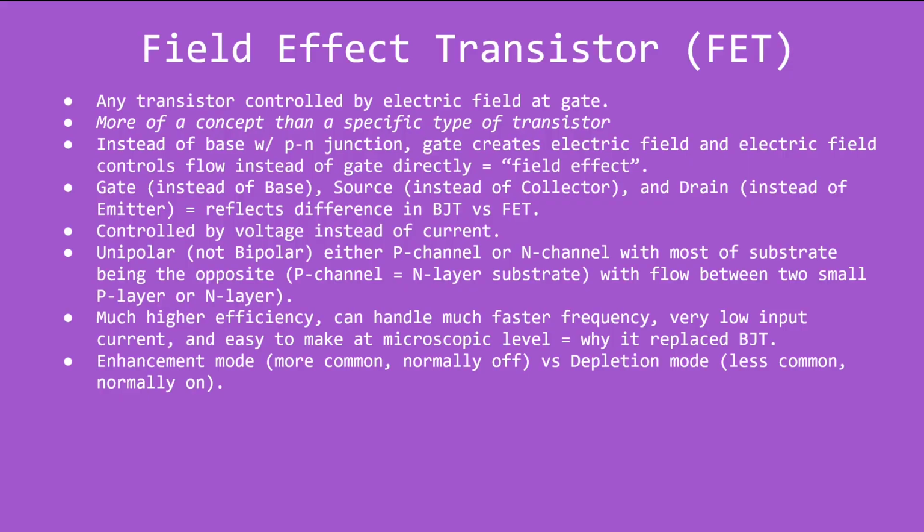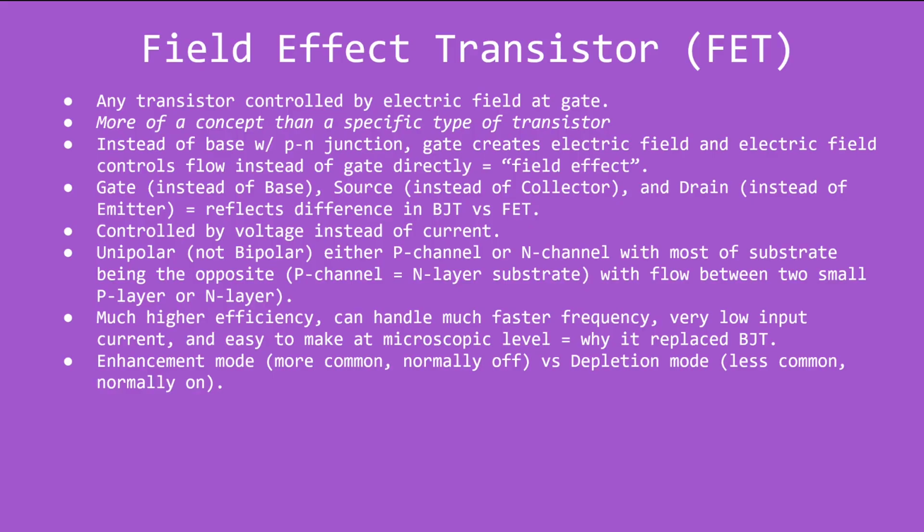Then moving on, we've got field effect transistors or FETs, and this is any transistor controlled by an electric field at the gate. Keep in mind, this is more of a concept than a specific type of transistor. You're not going to find just FET transistors, it's going to be something else. So instead of that PN junction, we've got a gate that creates an electric field, and that electric field is actually what controls the flow instead of the gate directly. That's why we use the term field effect. We've got a gate instead of a base, a source instead of a collector, and a drain instead of an emitter, and that basically reflects the difference. It's controlled by voltage instead of current.